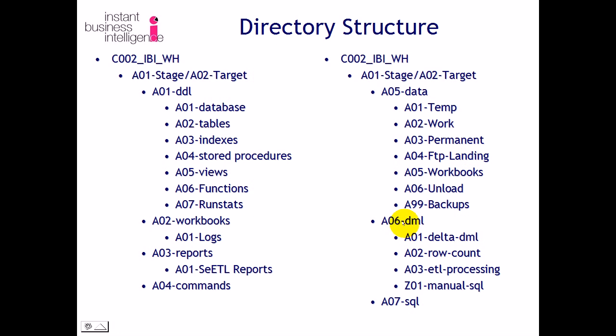DML, there's a variety of things which are data manipulation language. There's the delta processing, so all the delta processing DML goes there. There's the row count DML, which goes here. There's the actual ETL processing DML, which goes here. And then there's manual SQL, which is written by whoever and put here, which can then be run against the data warehouse. And I'll show you some of these things now.